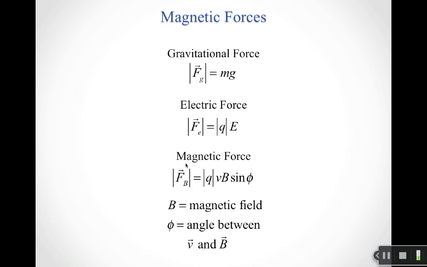And so what we're adding now is the magnetic force. And again, you can see that it's got a similar structure with a couple caveats. So let's go through here. This again, Q is still charge, so this is the absolute value of the charge. V is speed. So this is from a velocity vector. B here is the magnetic field, and then this sine phi term, phi is the angle between the velocity vector and B.